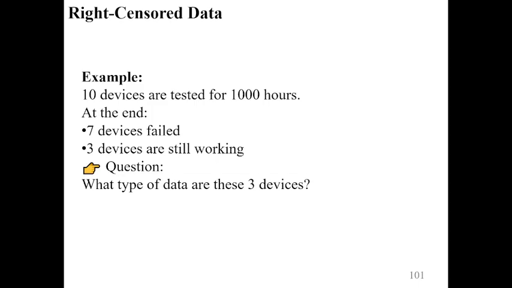This is an example related to right censored data. We have 10 devices tested for 1000 hours. At the end, 7 devices failed and 3 devices are still working. What type of data are these 3 devices?